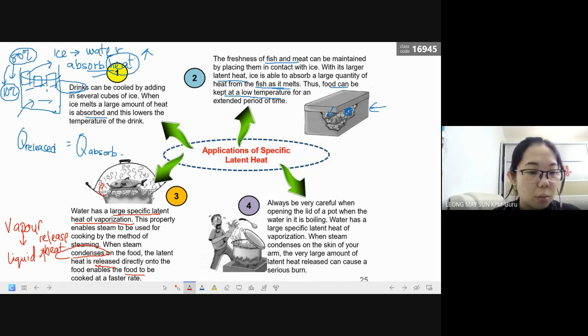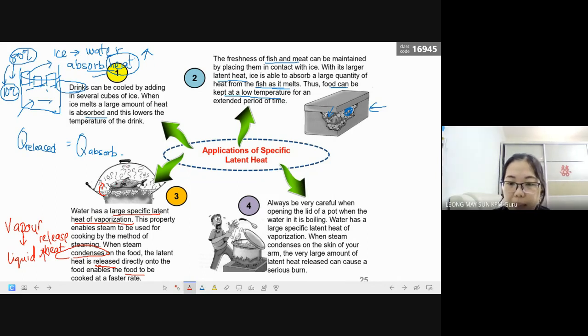So which means that the steam condenses to become liquid, it releases heat energy, and the latent heat is directly released to the food and enables the food to be cooked at a faster rate. Okay, so that is for steaming food.